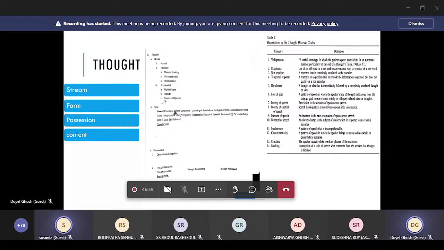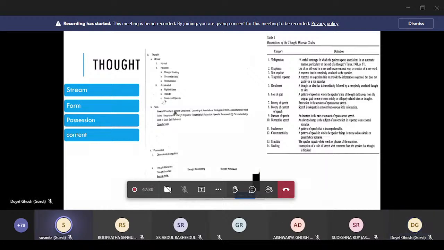If it is less or very less, that is retarded. There can be thought blocking. There can be circumstantiality. Circumstantiality also comes under a form of thought. And perseveration. I am defining. Thought blocking is when a person is talking to you and suddenly stops because he just feels blank. No thought coming at all. A characteristic of schizophrenia.